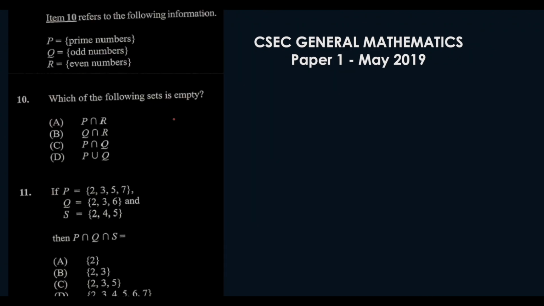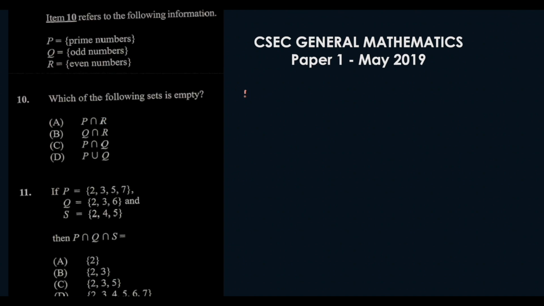Alright, so we're looking at this question here now. It says, which of the following sets is empty? So we have a intersection here, P intersection R, meaning prime numbers intersection R. Do we have any numbers that are prime and also even?